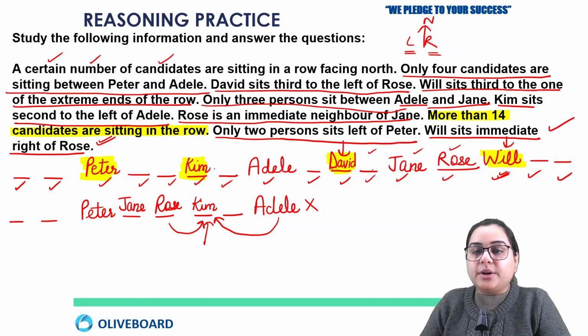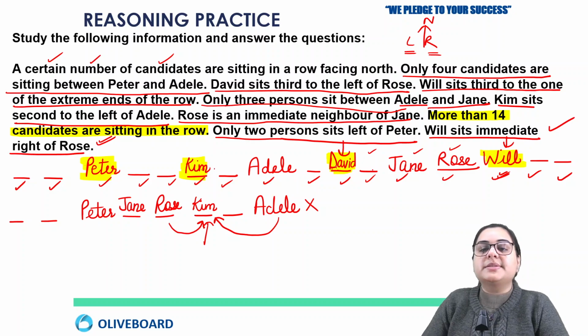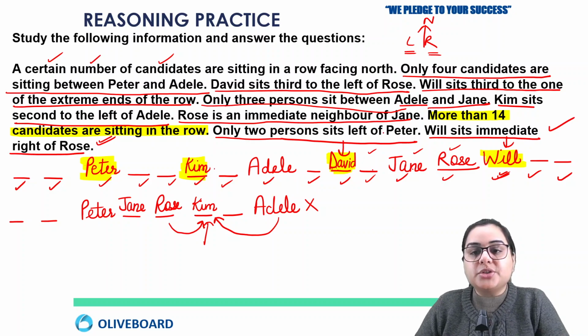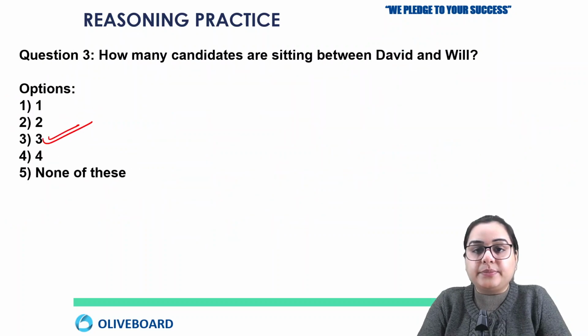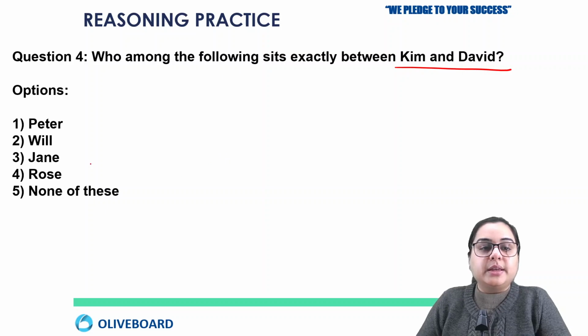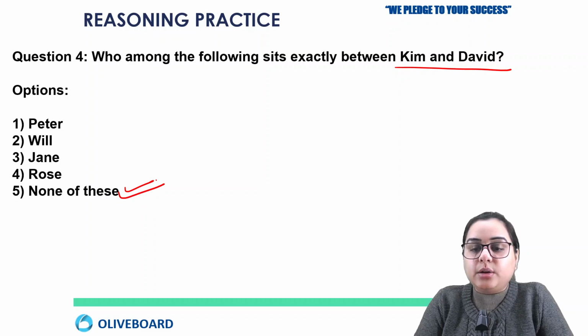Because according to the information in the question, David sits third to the left of Rose. If David sits third to the left of Rose, that suggests David will sit here. Another piece of information is that Rose is an immediate neighbor of Jane. So according to that, who sits exactly between Kim and David is Adele. Adele is not in the options, and hence your answer will be none of these.